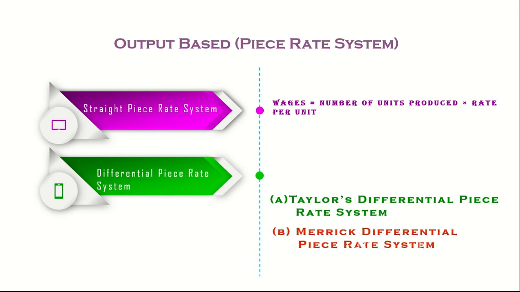Merrick differential piece rate system. Under this system 3 piece rates for a job are fixed. None of the fixed rates is below the normal. These 3 piece rates are as below. Efficiency up to 83%: normal piece rate. Above 83% but up to 100%: 10% above the normal rate. Above 100%: 20% or 30% above normal rate.